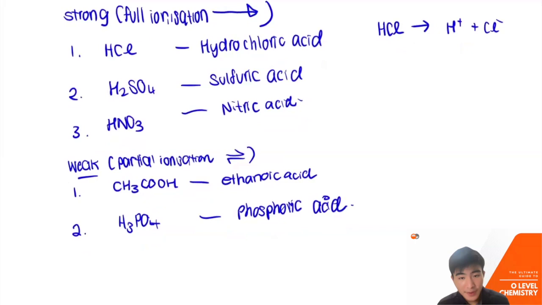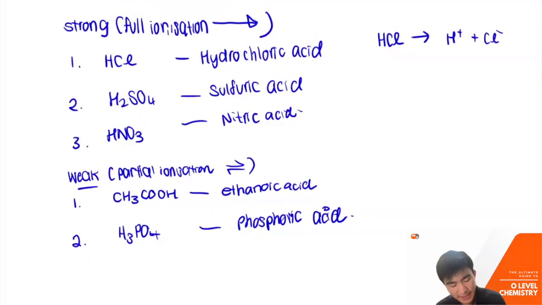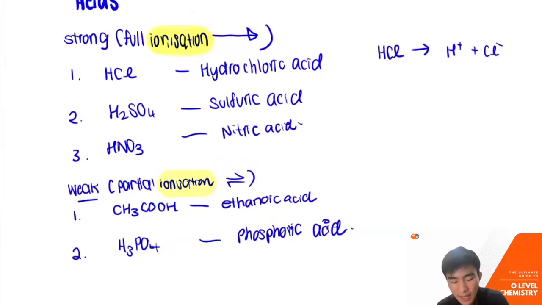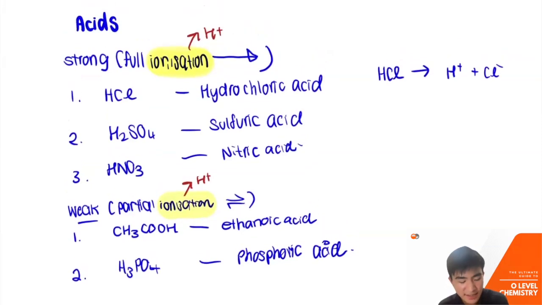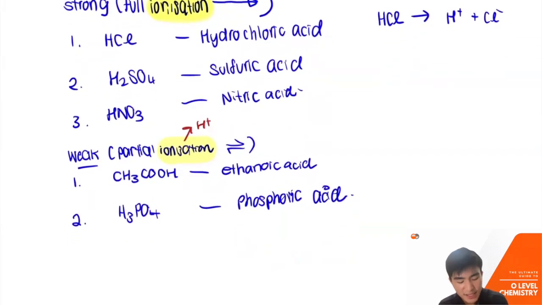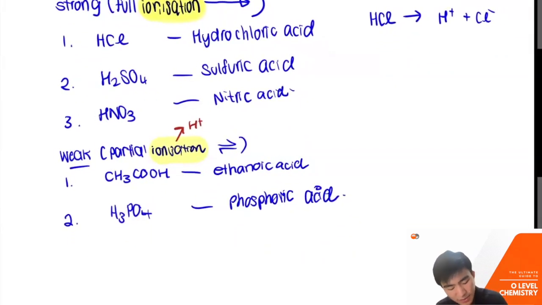Now, for weak acid, they undergo partial dissociation. That means that whenever we talk about ionization, it's always to form H+. We are always looking for H+ because acid is always about the H+. And hence, look at this weak acid. Now the equation looks something like this.